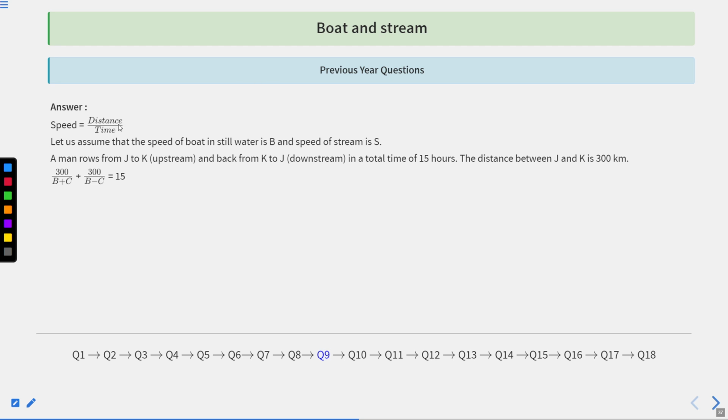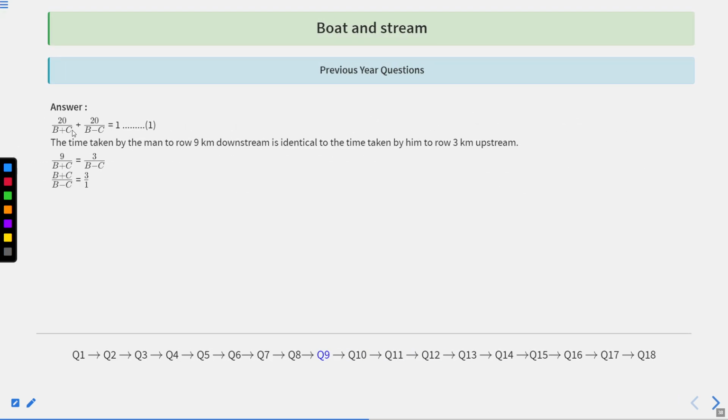So distance upon time equals speed. That is the formula that we are going to use. Let us suppose that the speed of the boat in still water is B and the speed of the stream is S. A man rows from J to K upstream and back from K to J downstream in a total time of 15 hours, and the distance between J and K is 300 kilometers. So I can write 300 upon (B plus S) plus 300 upon (B minus S) equals 15, and 20 upon (B plus S) plus 20 upon (B minus S) is equal to 1.